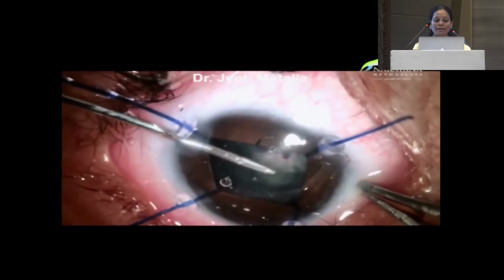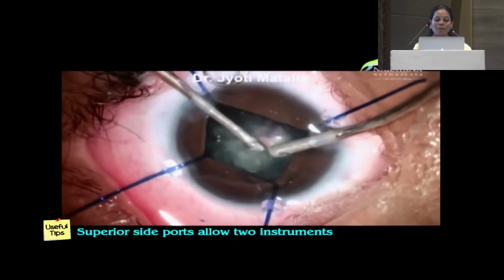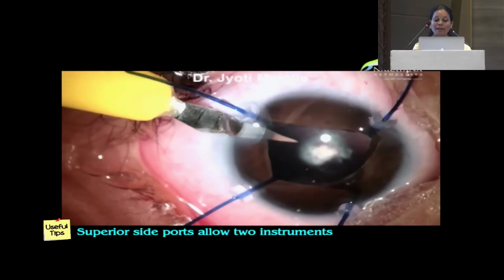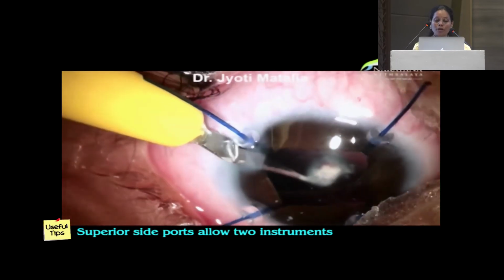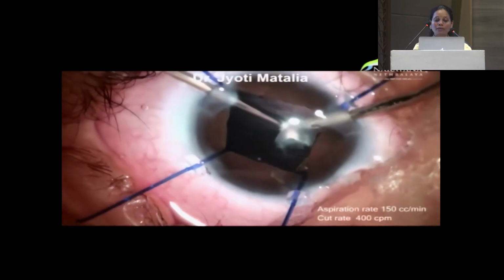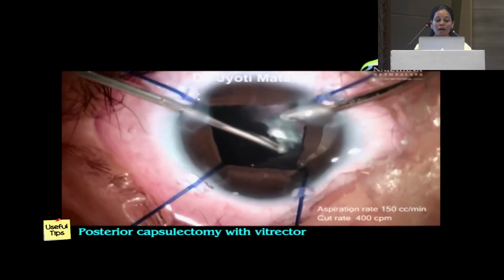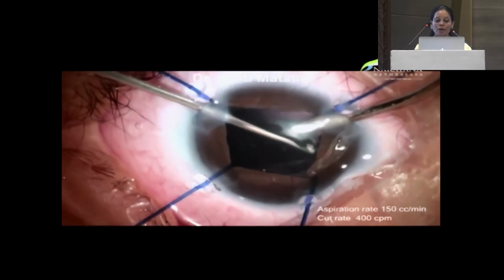A small rhexis is then fashioned. We need to have a small one. And remember, the superior side ports are allowing both instruments at the same time, so you don't need to make any extra side ports to allow the instruments to enter. Here we are not trying to do a PPC, but using the vitrector directly to do a posterior capsulectomy to remove any special tug, if there is a persistent hyaloid artery or anything.